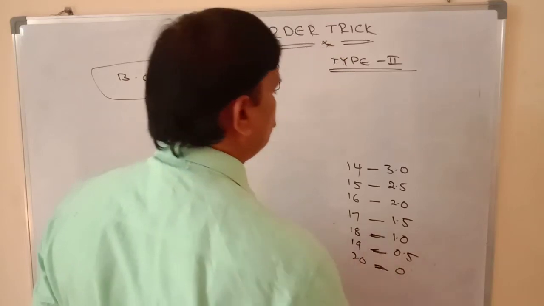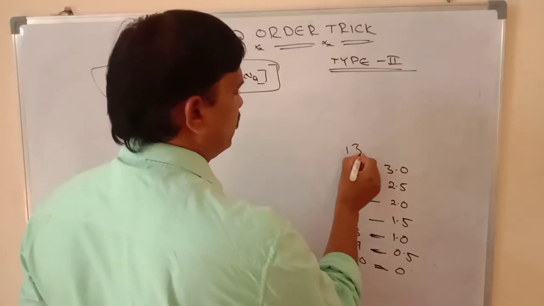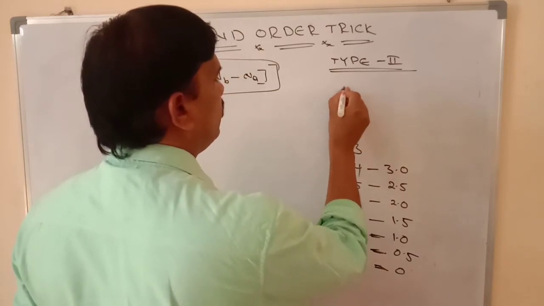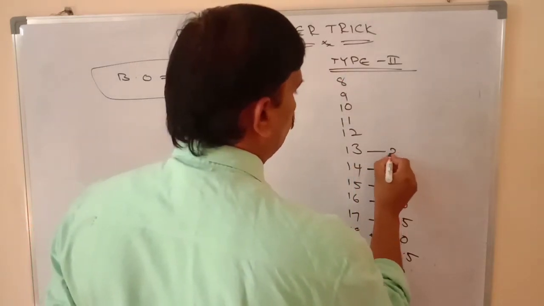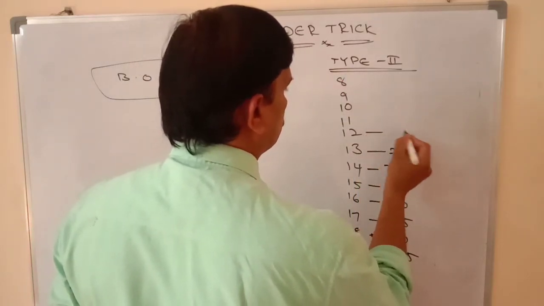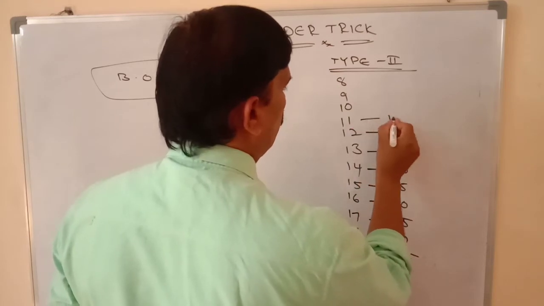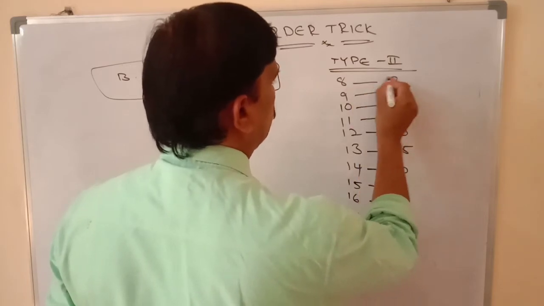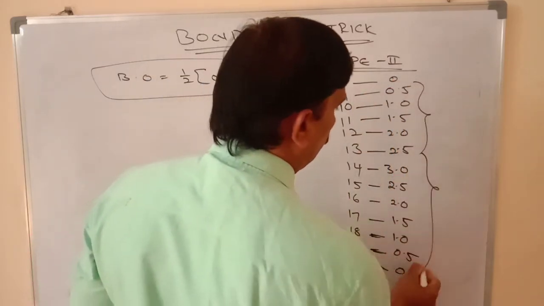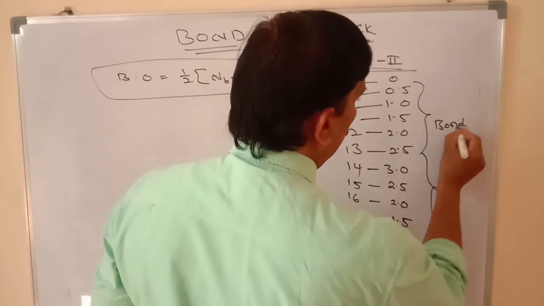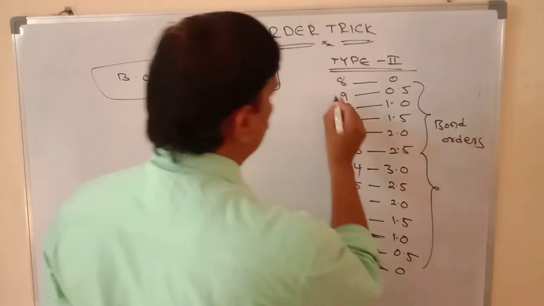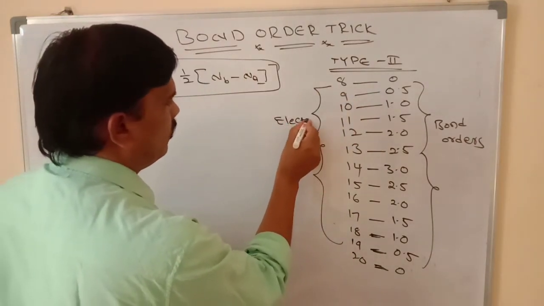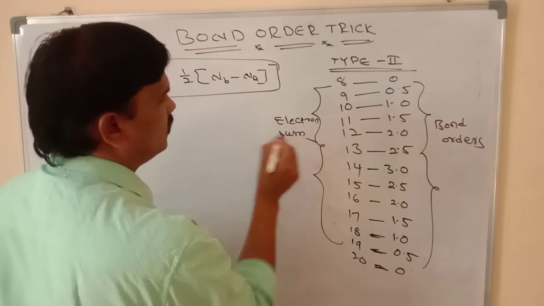Before 14 the numbers are 13, 12, 11, 10, 9, 8. For 13 give 2.5, then 2.0, 1.5, 1.0, 0.5, 0. Now consider these as bond orders, and the numbers as the electron sum, the sum of electrons.